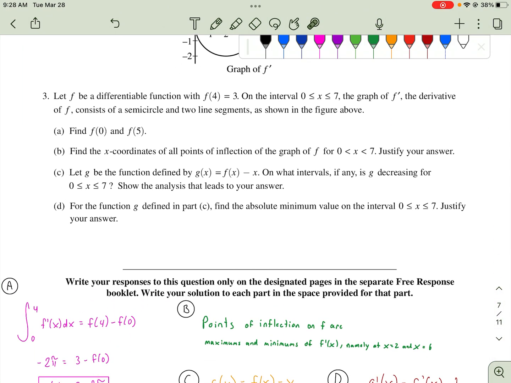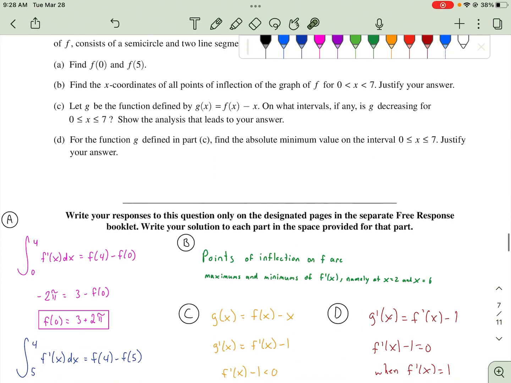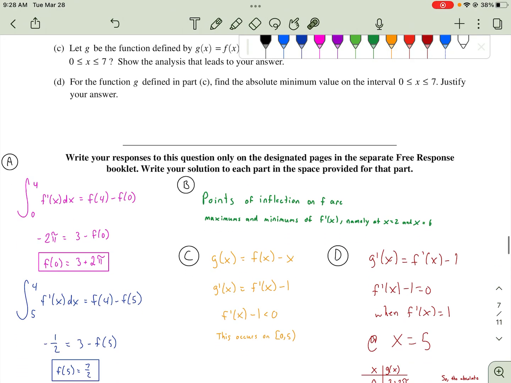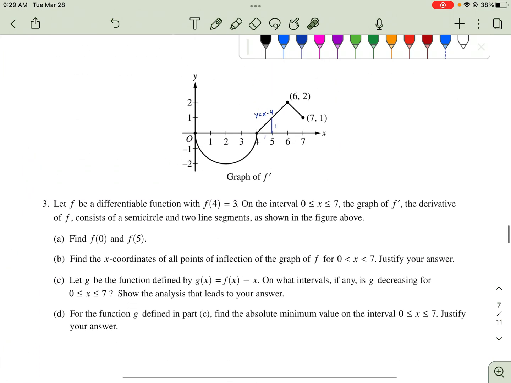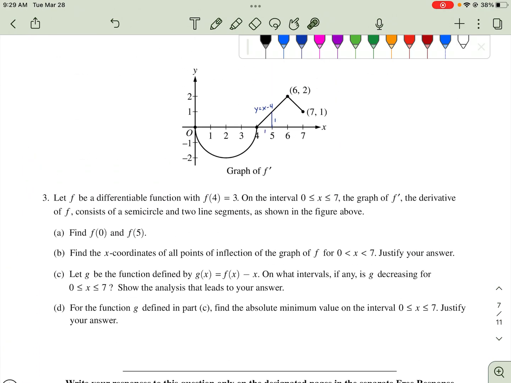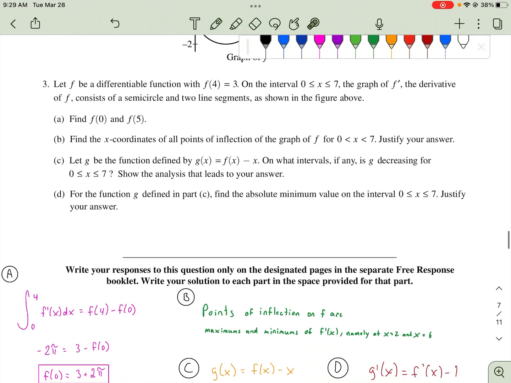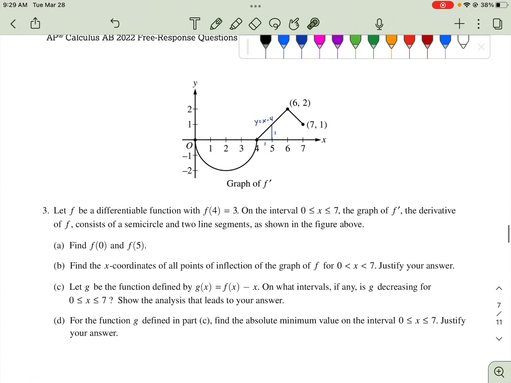Okay, part C, let g be this function. On what intervals, if any, is g decreasing? So you want to find when a function is decreasing, so find its derivative and find when it's negative. So here's g prime is equal to f prime minus 1. So we want to know when f prime of x minus 1 is negative, and that occurs from 0 to 5 because this is the graph of f prime, but the function we're looking at is f prime minus 1.